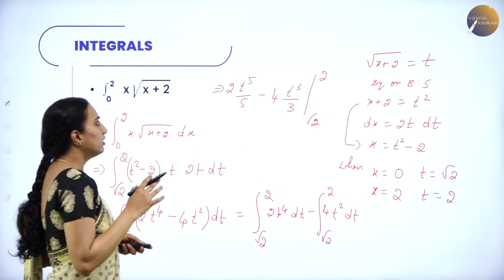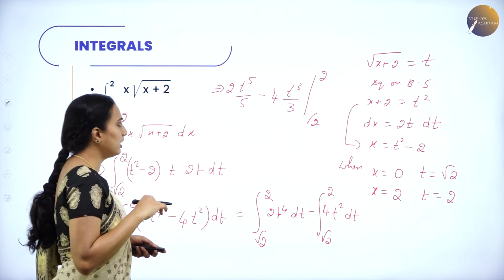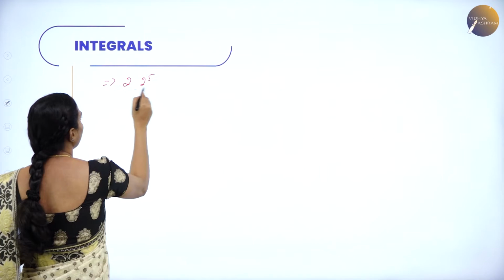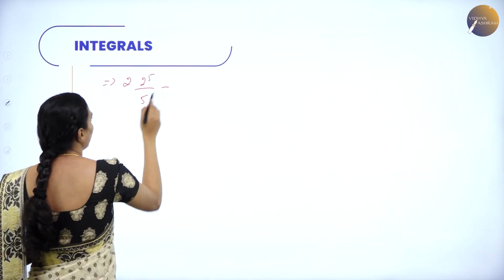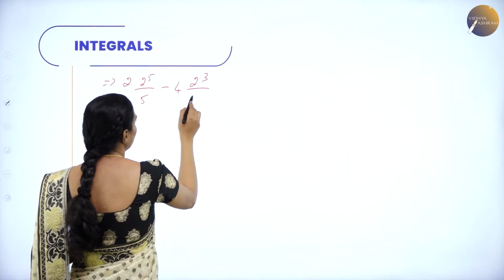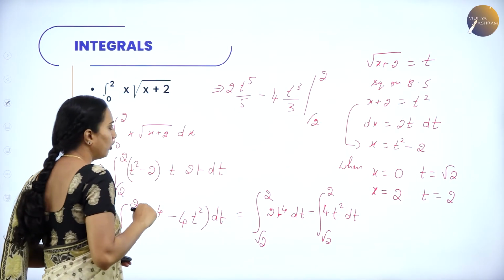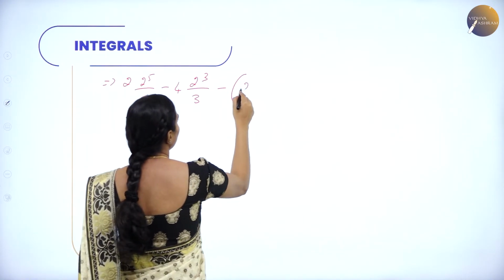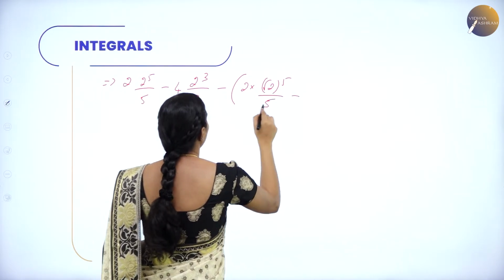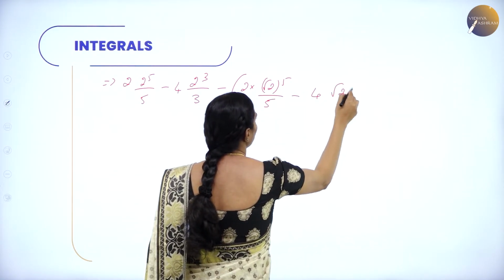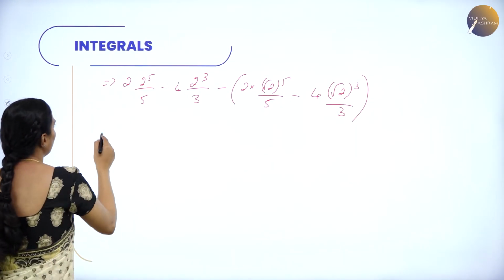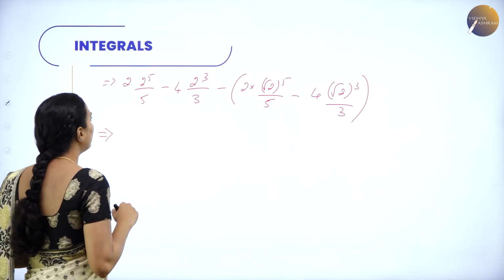Now applying the limit. First, upper limit, let us apply. Which implies 2 into 2 to the power of 5 divided by 5 minus 4 into 2 cube divided by 3, minus, open the bracket, lower limit is root 2. So 2 into root 2 to the power of 5 divided by 5 minus 4 into root 2 to the power of 3 divided by 3.